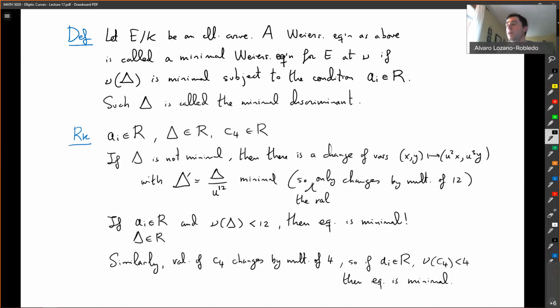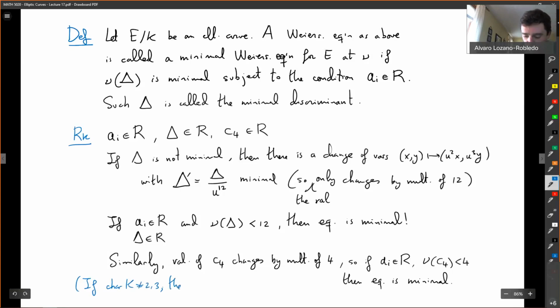Okay, so let me give you a couple of examples. By the way, if the characteristic of K is not 2 or 3, the converse also holds. That is, if the equation is minimal, then the valuations have to be less than 4. If less than 4, less than 12, the minimality at 2 and 3 can be quite tricky sometimes.